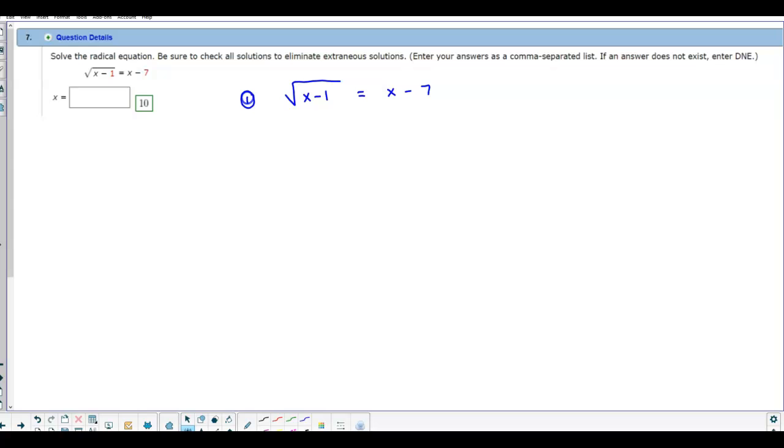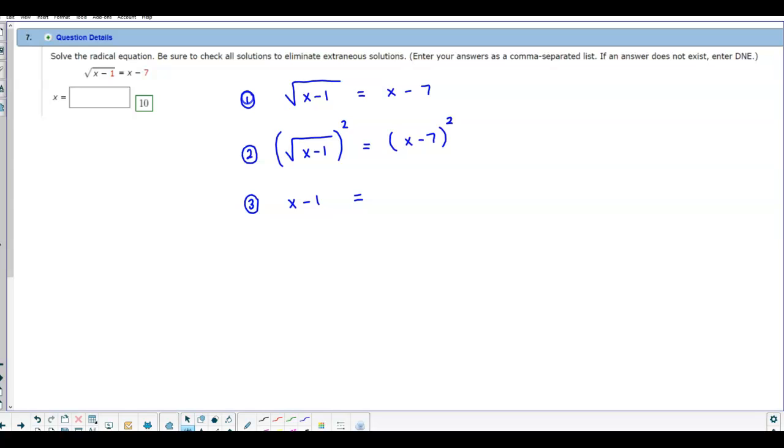Now, what we want to do is first make sure that the radical is isolated on one side, which it is. And now we want to get rid of the radical. In order to get rid of the radical, we need to square both sides because the index is 2. So we're going to square the left side, and then we're going to square the right side. Okay, so what that's going to allow us to do is now remove the radical. So we're going to get x minus 1.